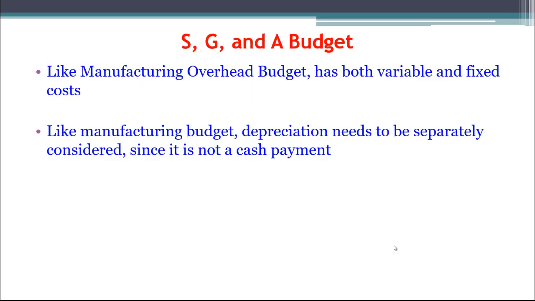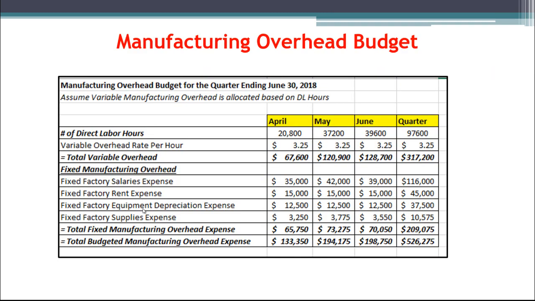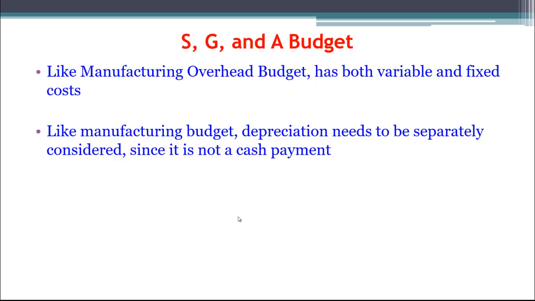Now we're going to get into the selling, general, and administrative budget. This is virtually identical to the manufacturing overhead budget. Again, it's going to have both variable and fixed costs. Now, one other thing I wanted to mention with the manufacturing budget, notice we had depreciation separated out. We're going to need that separated out in just a bit. So we would need the depreciation to be separately considered because it's not a cash payment.